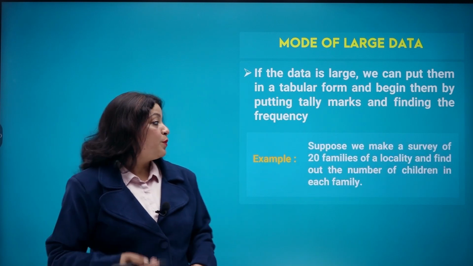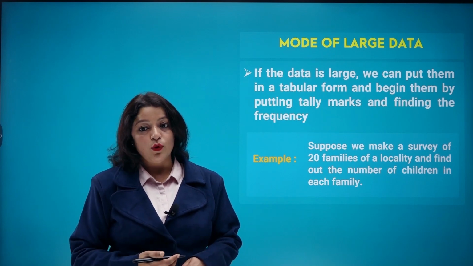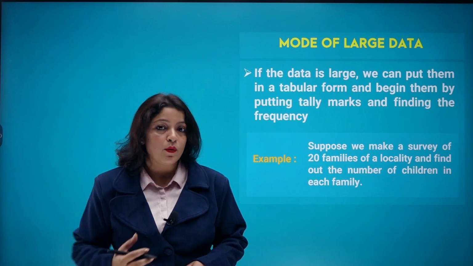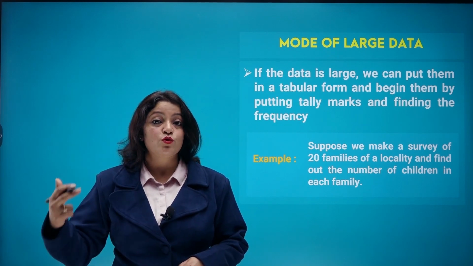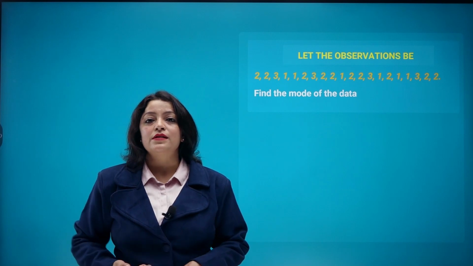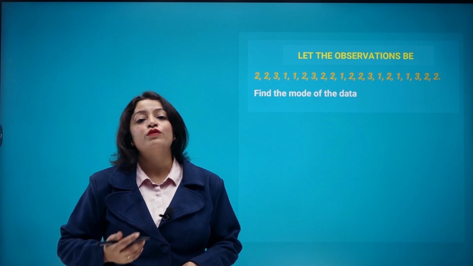So now, suppose we make a survey of 20 families of a locality and find out the number of children in each family. So there should be some data which is collected. So first step will be to collect the data. Then we have to organize the data in a tabular form. So let the observations be these. Now for these 20 families, you have to find the mode of the data.